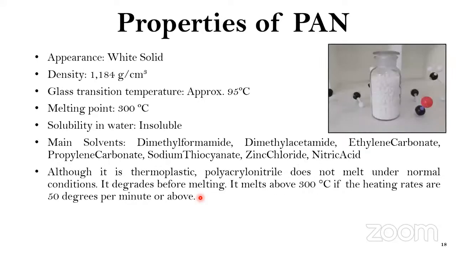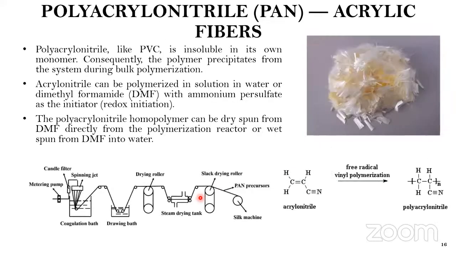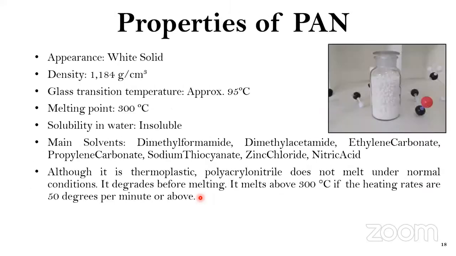So again, some other properties of polyacrylonitrile are that it is a white solid, with density somewhat like 1.1 kg per centimeter square in that way. Glass transition temperature is approximately 95 degrees Celsius. Melting point is nearly 300 degrees Celsius. It is insoluble in water, as we have just mentioned. It is soluble in DMF solvent, which is nothing but dimethyl formamide. Then main solvents are like here I have mentioned DMF, then dimethyl acetamide, ethylene carbonate or propylene carbonate, sodium thiocyanate. These all are nothing but the solvents which are generally used to dissolve this kind of polymer.